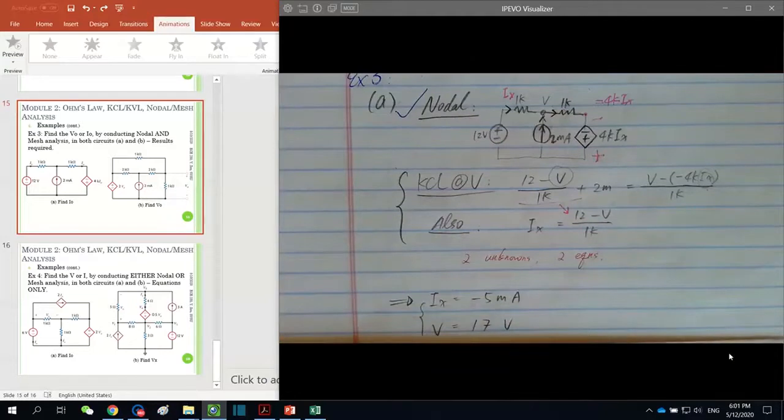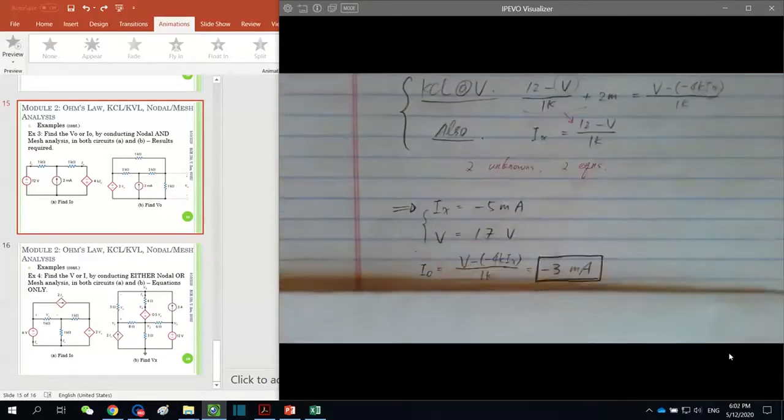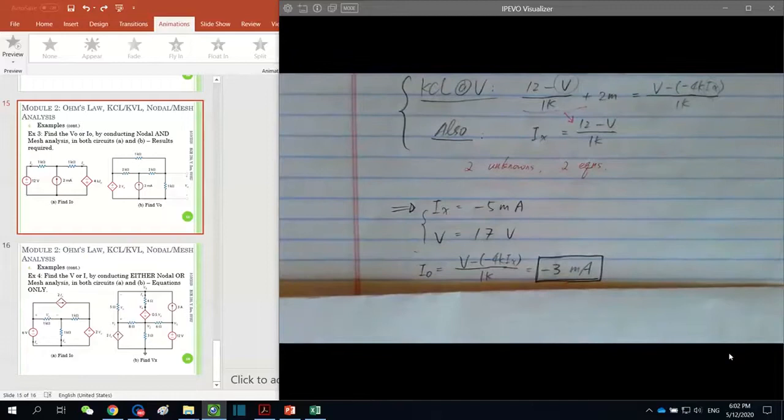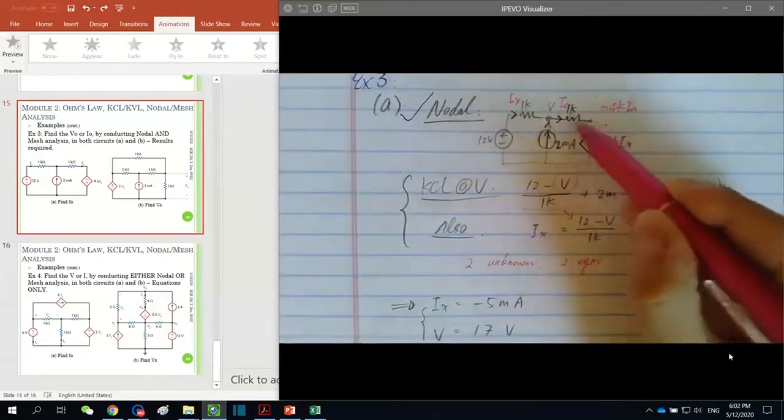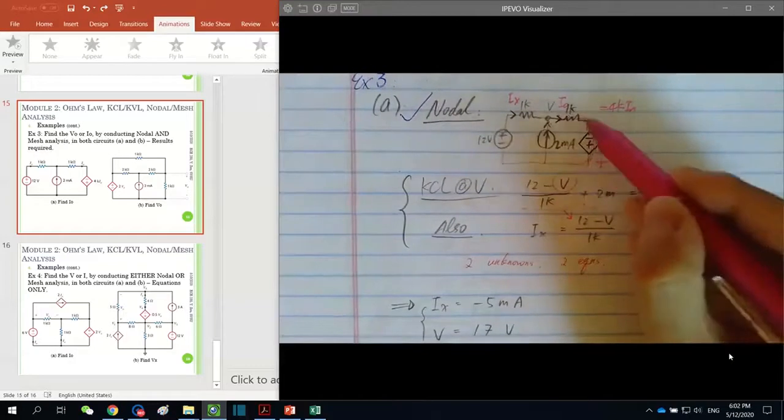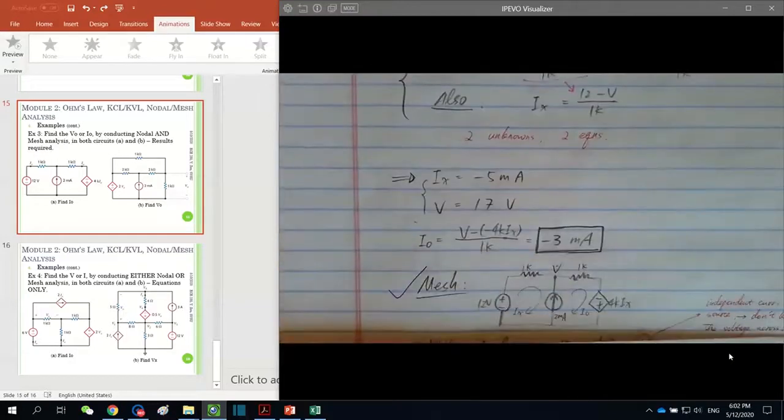And once again, never forget, we are looking for V0 or I0. And only I0 is present in this circuit. Therefore, it equals V minus negative 4k Ix divided by 1k, as we discussed, ending up with a negative 3 milliampere. That means the true current through this branch is upward, counterclockwise, so to say. This is the solution for applying nodal analysis.